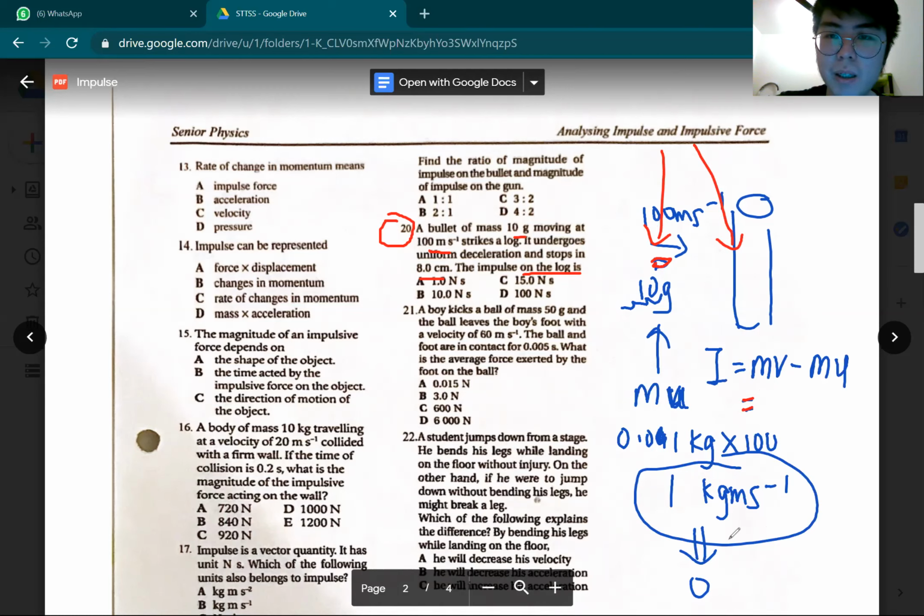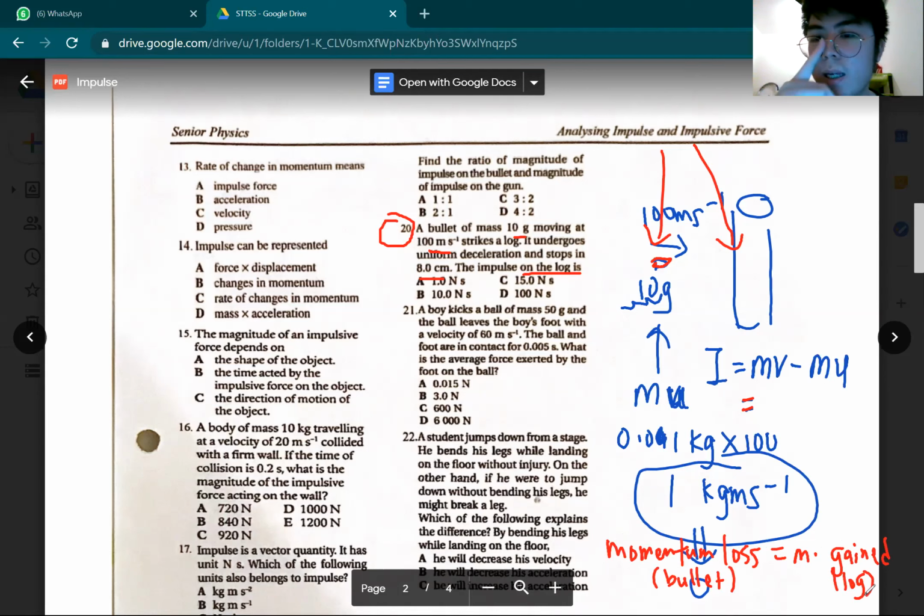Okay, so I write down here momentum loss 等于 momentum gain, lost by the bullet, gained by the log. So meaning that the impulse for the log is the same, 1 kg ms minus 1. Okay, it's the same. So this one also 1 ns. A, the answer is A, 20 is A.